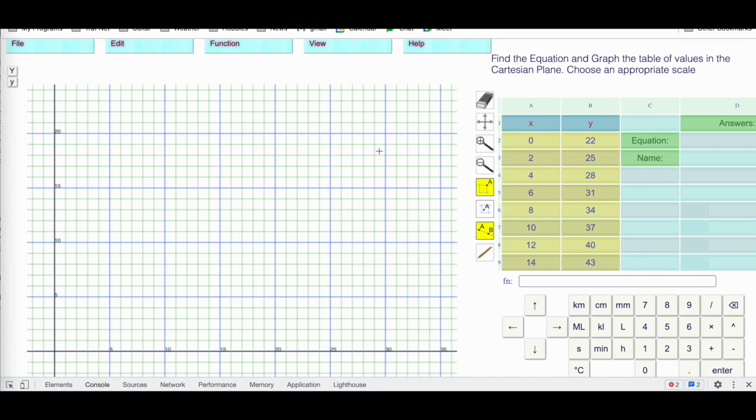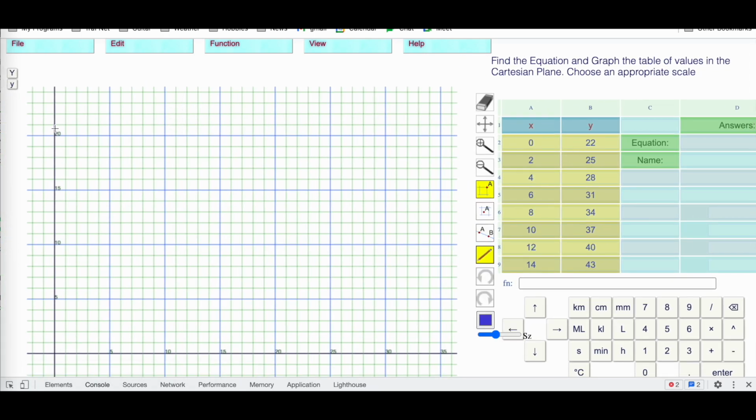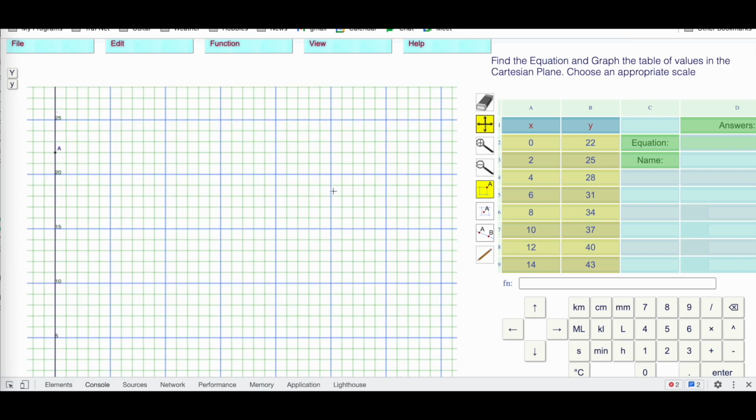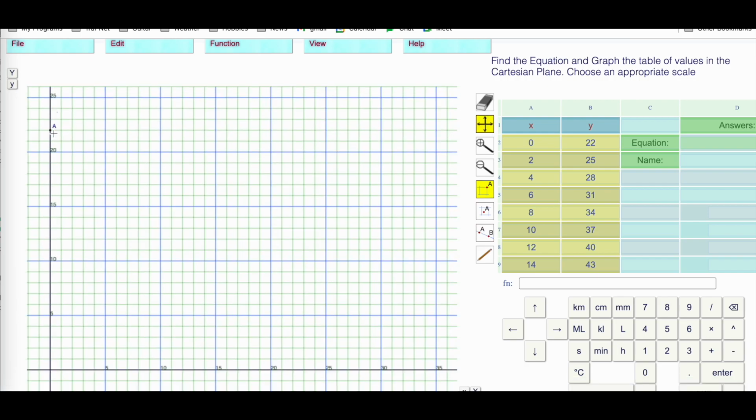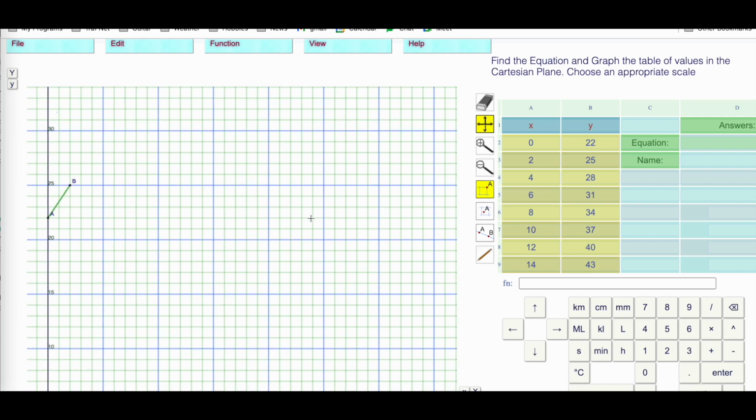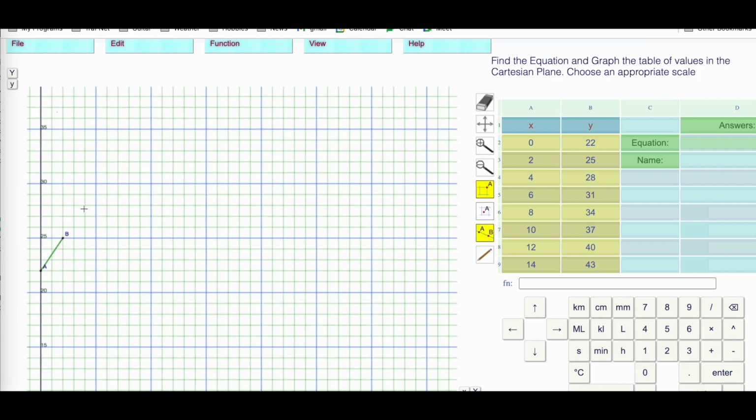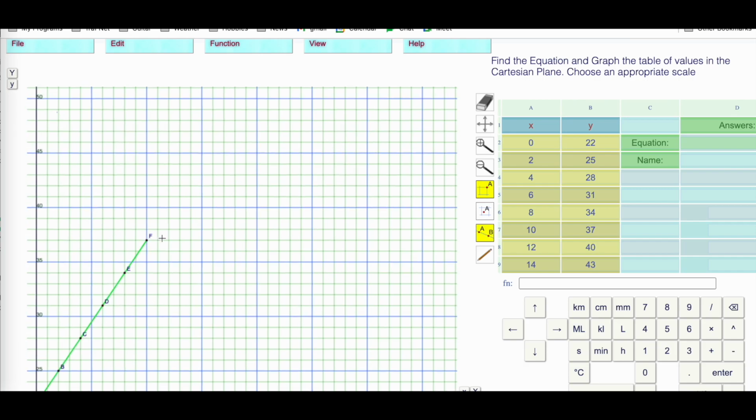Let's do another one. 0, 22 is right. 0, 22, and then 2, 25. We're going up by 1s. 2 is here, and 25 is right there. 4 and 28, 6 and 31, 8 and 34, 10 and 37, 12 and 40, 14 and 43 there.